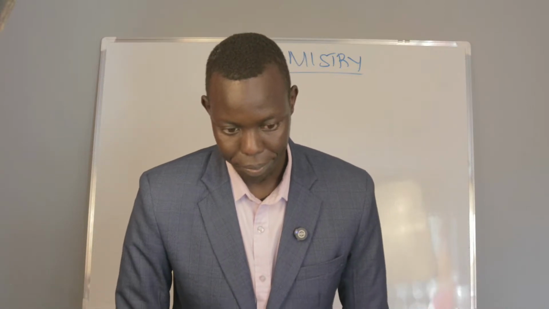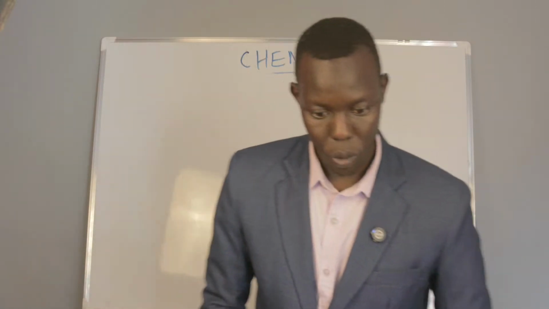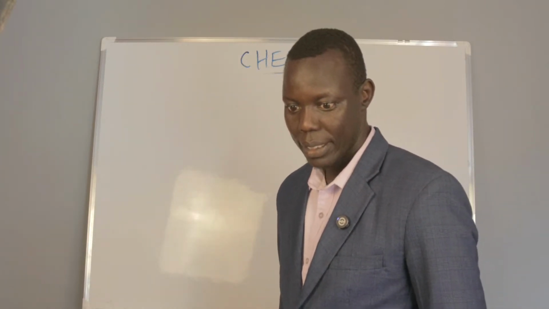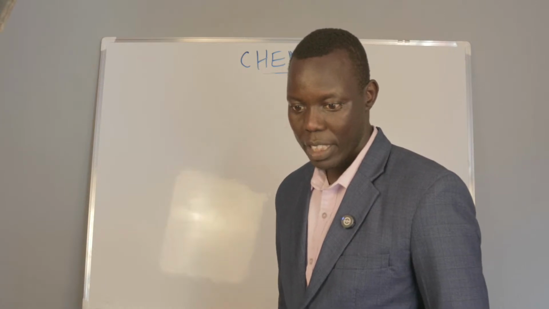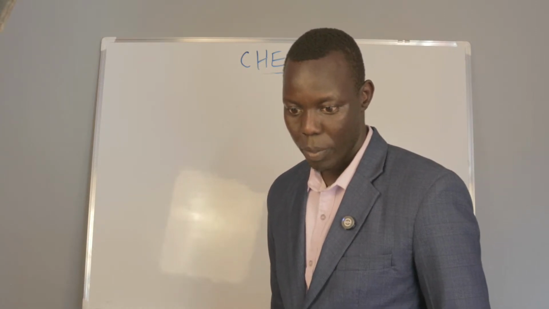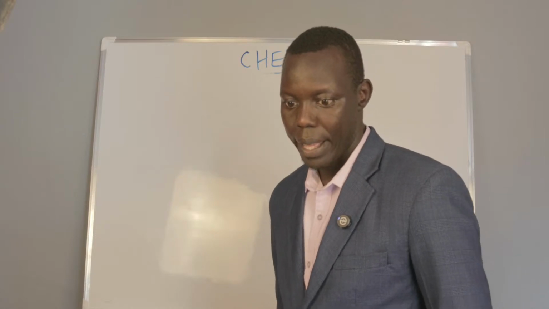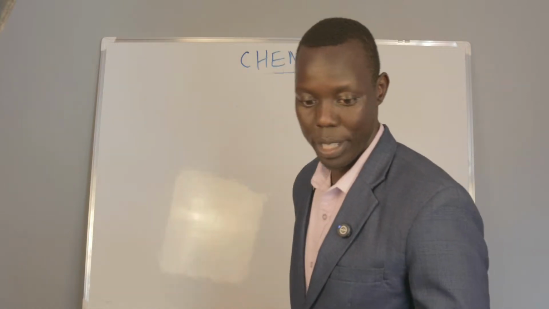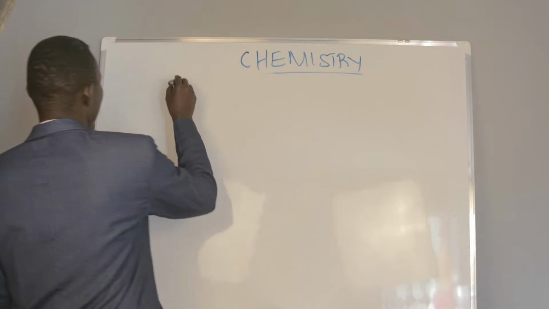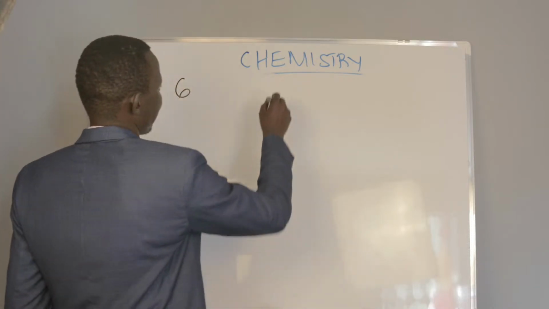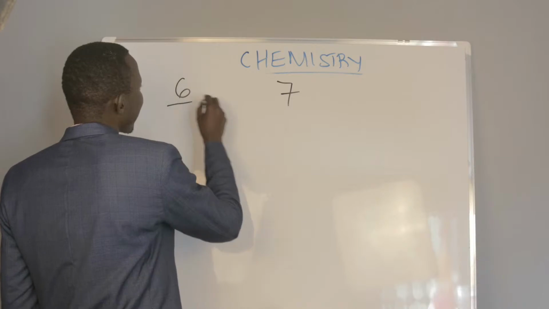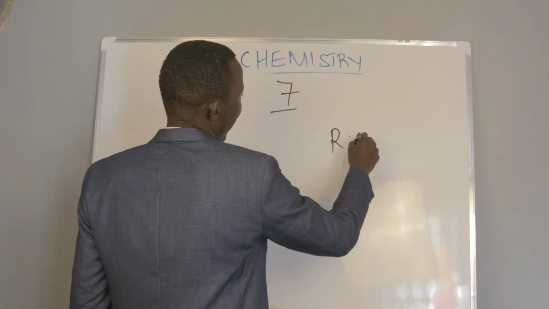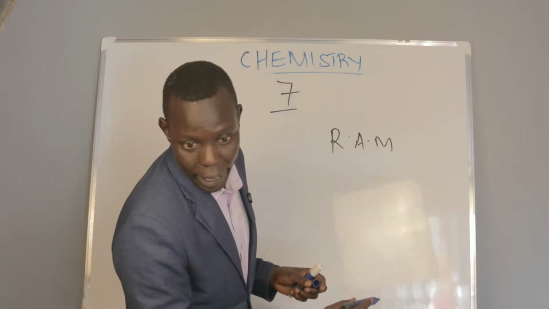Let me do it. So here you are told that lithium has 2 isotopes, 6 and 7. If the relative atomic mass is 6.94, determine the percentage abundance of each. So the first thing you should know is that we have the one of 6 and we have the one of 7. And we don't know their relative abundance, but the RAM, what have we been told it is? What is the RAM? 6.94.